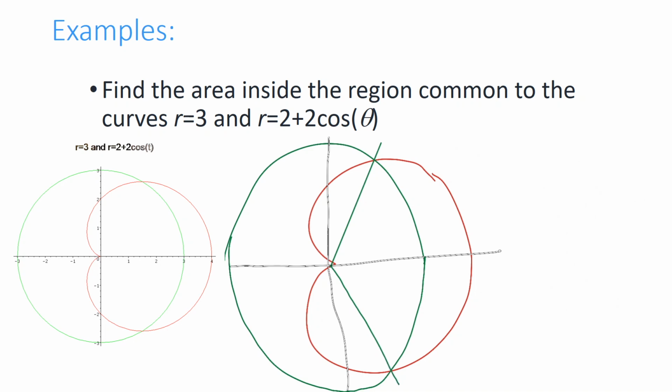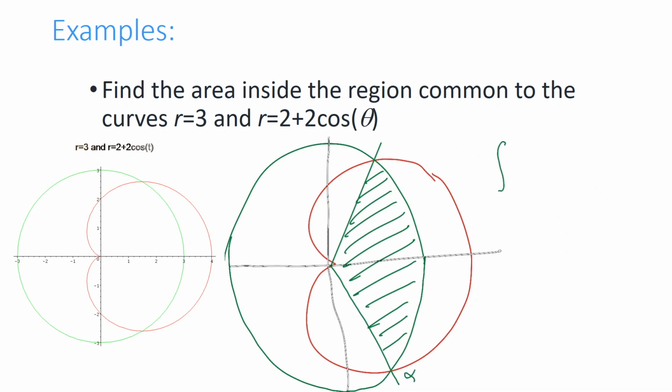So from here to here, in this wedge, I'm going to use the circle. So I'll do the integral from, we'll call this alpha to beta, and this is going to be the circle. I actually have to square it and do 1/2 because that's the formula, 1/2 f of theta squared. And then on the back side here, from here all the way around to there, I'm going to use the area of the cardioid.